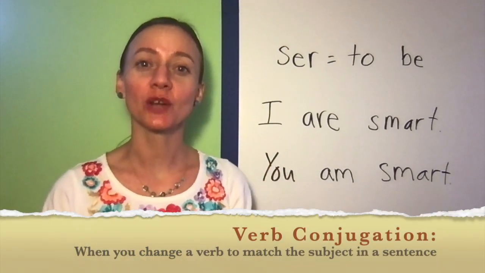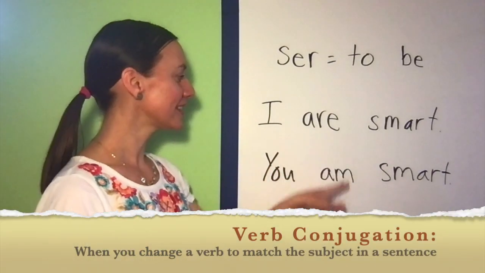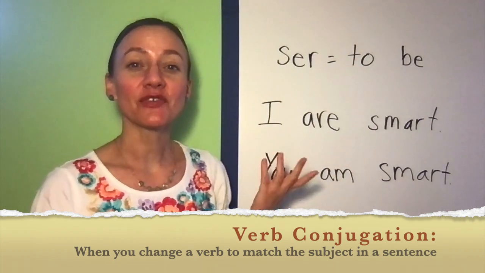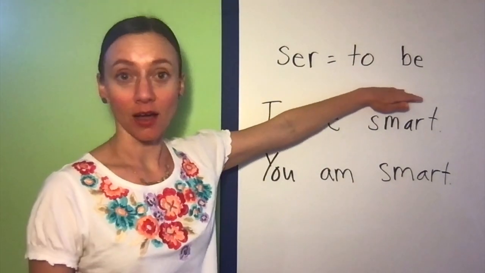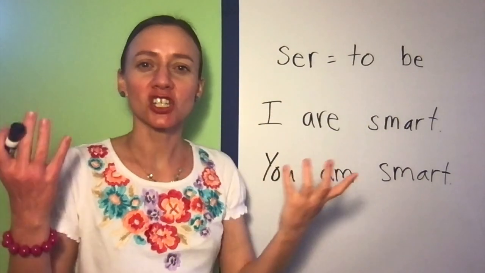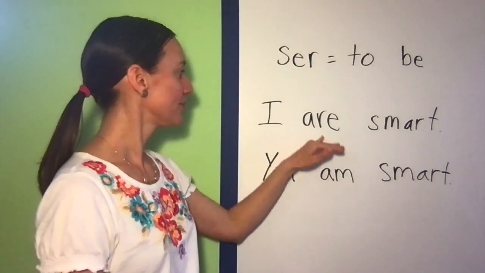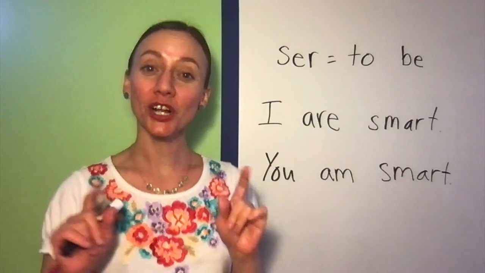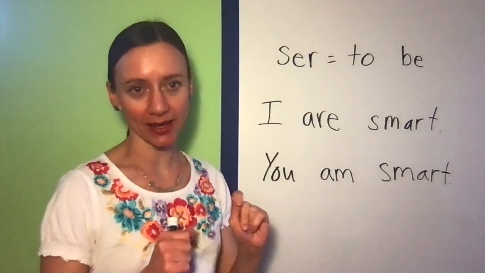Those are called verb conjugations. We're basically using a different version of a verb, a different version of something that means the same thing, but it sounds right. So we're going to learn how to do that in Spanish.